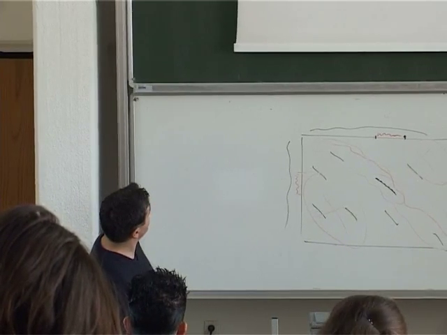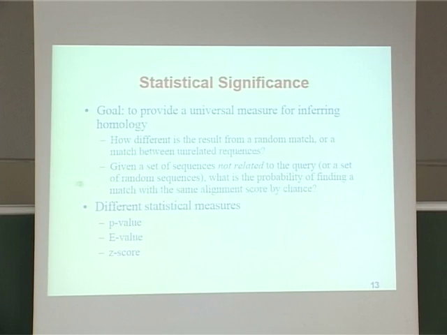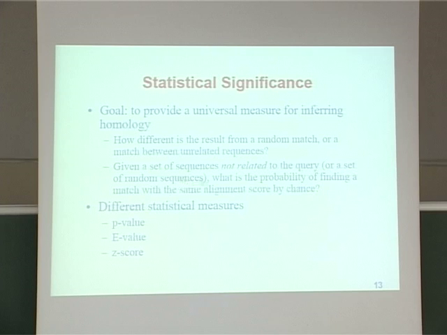We can also ask the question in a different way. These are similar questions, but it's a different question. Given a set of sequences not related to the query, and this is emphasized, so if I know for sure that these sequences are non-homologous, or a set of random sequences would also be not related to the query, what is the probability of finding a match with the same alignment score produced by your algorithm by chance?